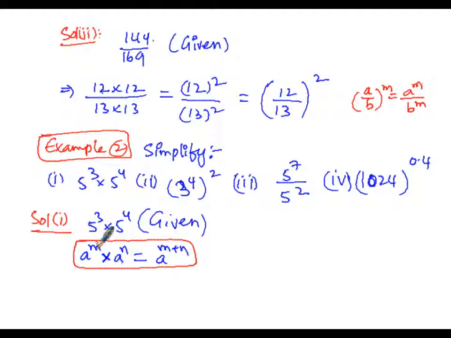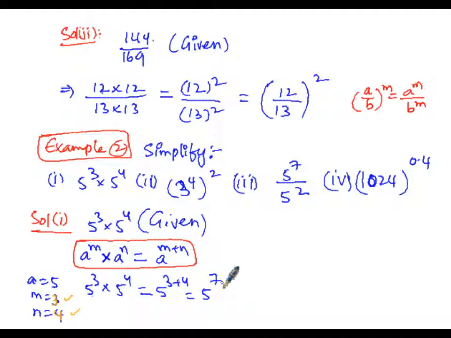So similarly, here we can write 5 to the power of 3 into 5 to the power of 4. Here a is equal to 5, m is 3 and n is 4. By substituting, we can write it as a to the power m into a to the power n is a to the power m plus n. Here a is 5, and m plus n is 3 plus 4, so 5 to the power of 3 plus 4 is 5 to the power of 7. Therefore, 5 to the power of 3 into 5 to the power of 4 is equal to 5 to the power of 7 as the result.